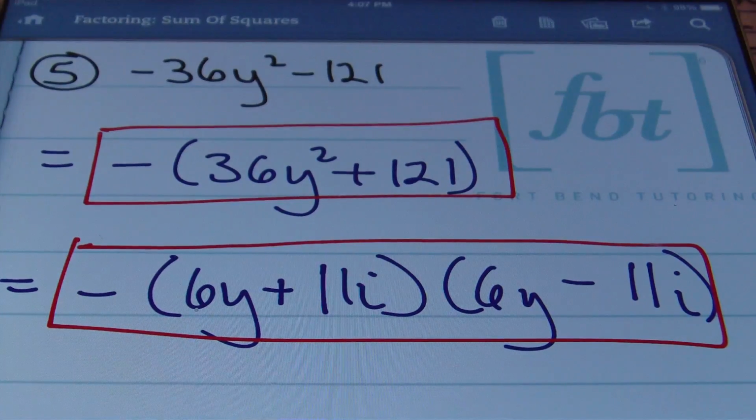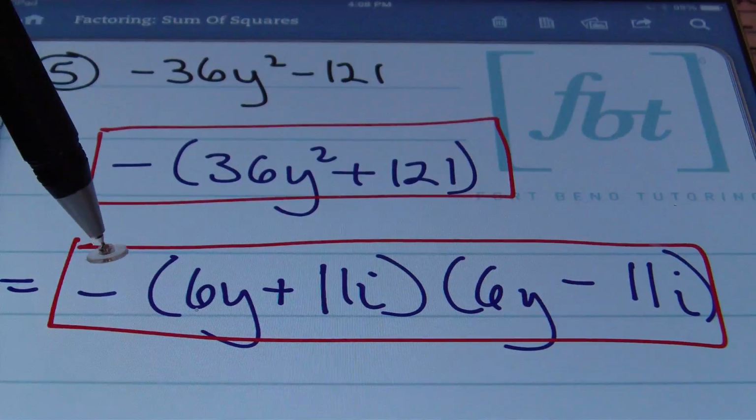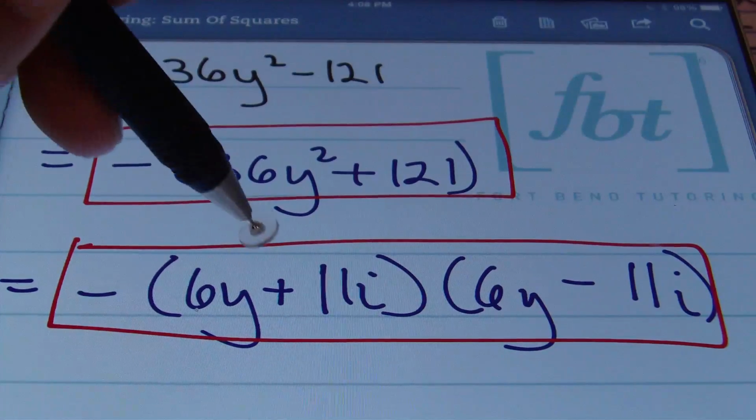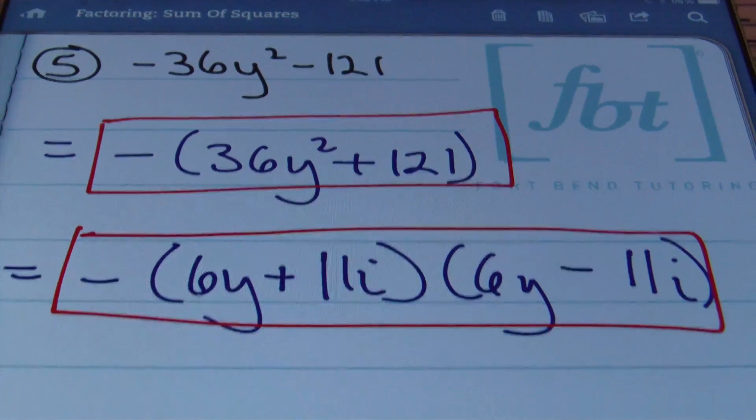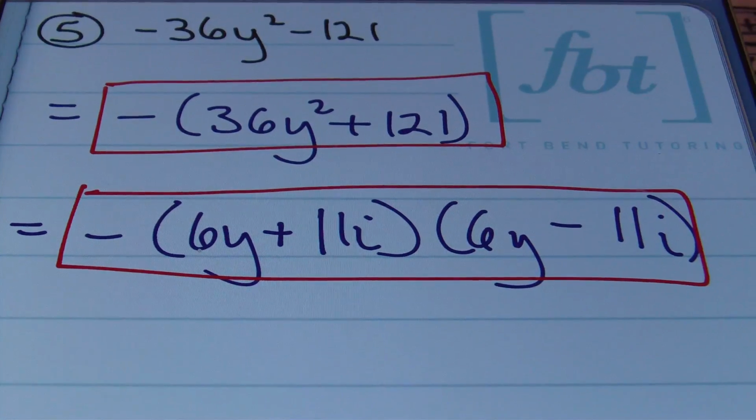Number 5, negative 36y squared minus 121. Using complex numbers, your answer is going to be the opposite of the quantity 6y plus 11i times 6y minus 11i, and done. Yeah, it's done now. I'm moving on to the next problem. All right, so there you go.